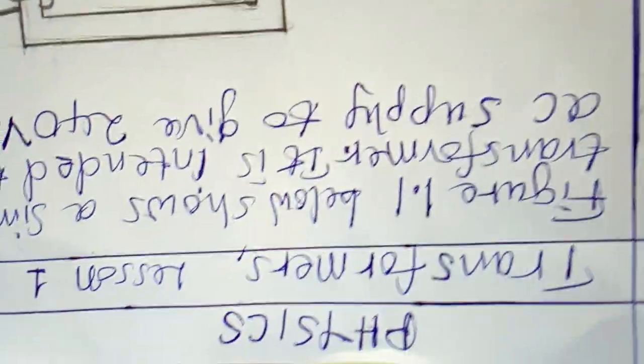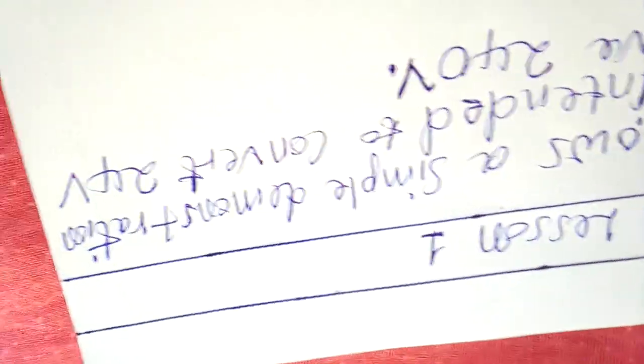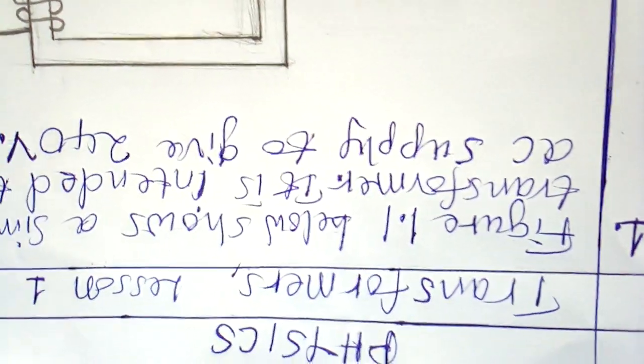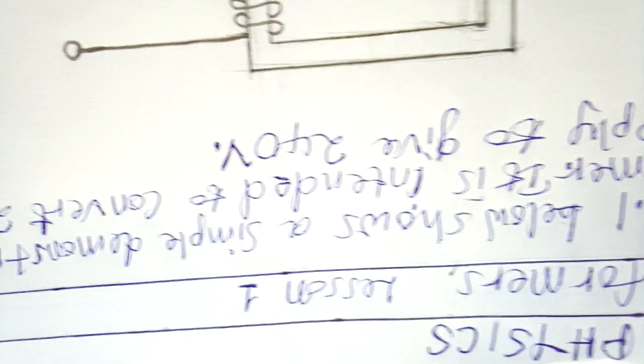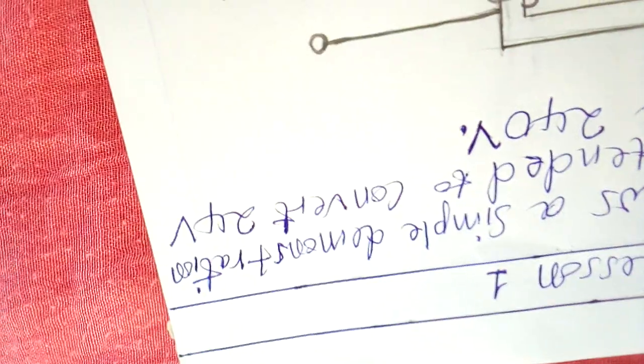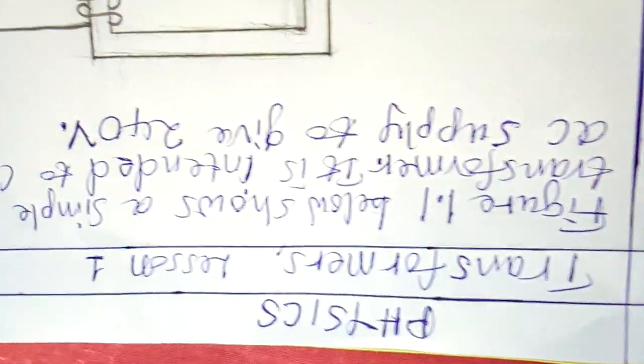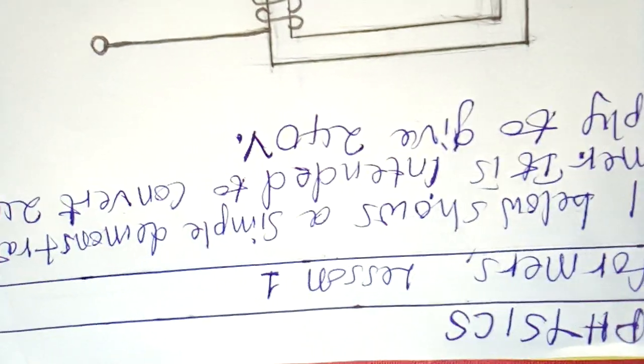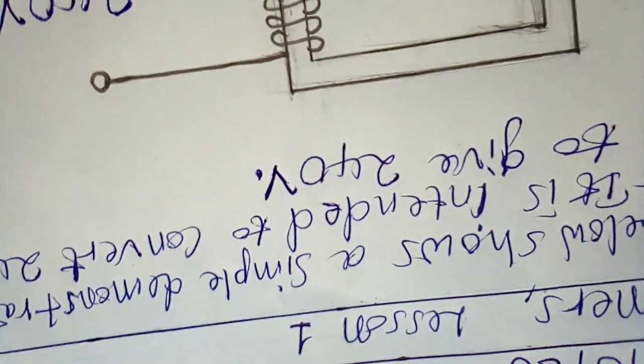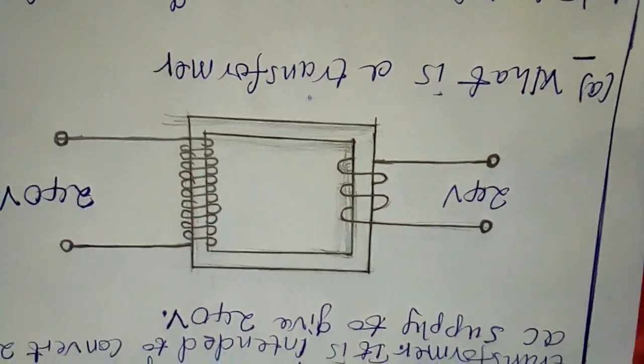Figure 1.1 below shows a simple demonstration transformer. It is intended to convert 24 volts AC supply to give 240 volts. Okay, so this is the question. Now let's check the diagram. Have you seen this diagram?